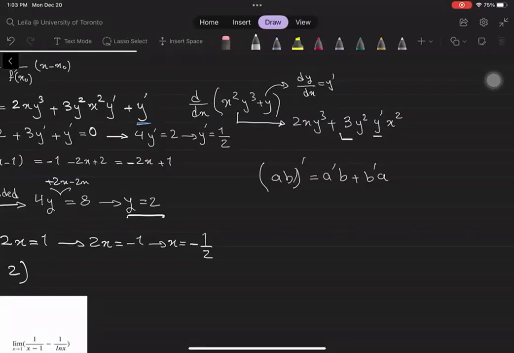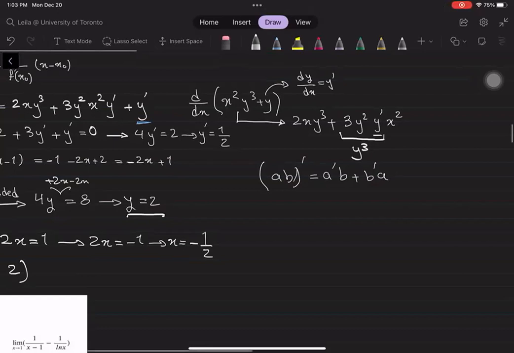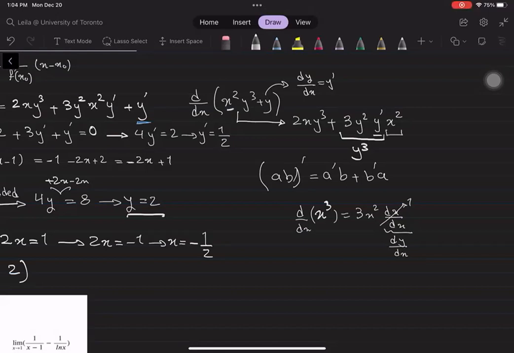So first, this one, you're taking the derivative of y to the power of 3. And remember, even when you have like x cubed, right, you take d/dx of x cubed, you're going to get 3x squared, and dx/dx is equal to 1. But here you have y. So basically, that's why you still have your dy/dx. So you still have the y prime. And then the x squared is just multiplying by the other one.